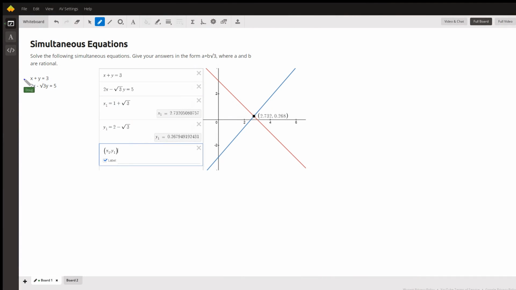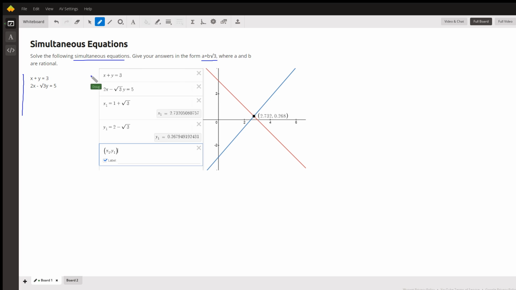Okay, we got a pair of simultaneous equations, and we're supposed to find the point of intersection of those two lines and give our answer in this form right here, a plus b radical 3. So let's see what happens.